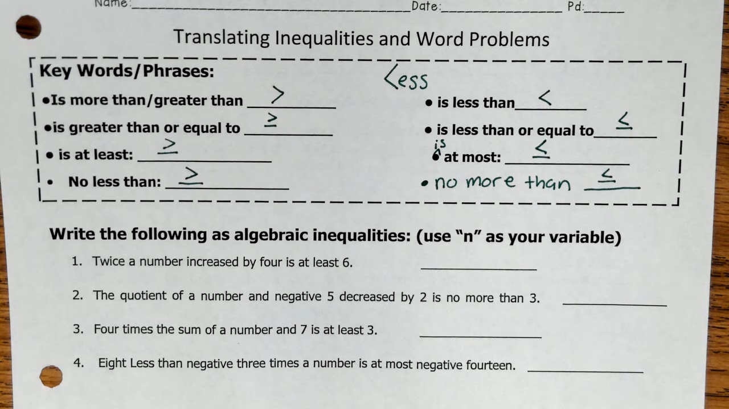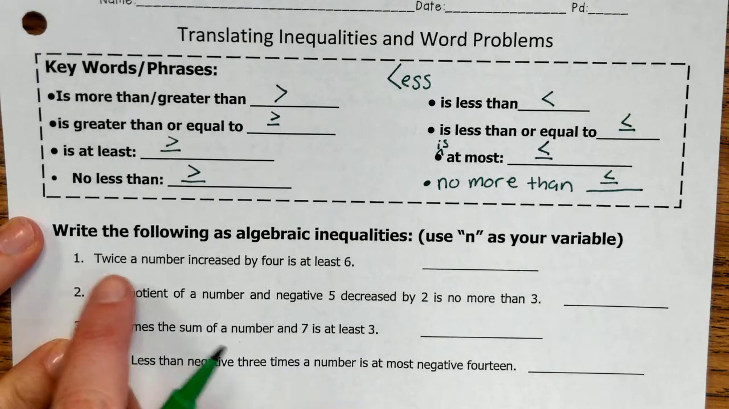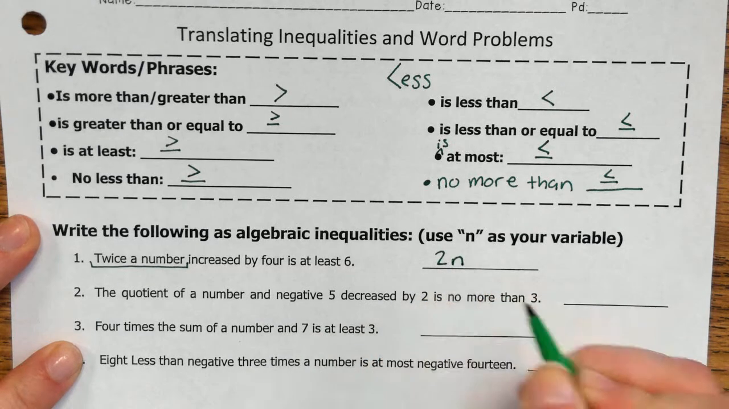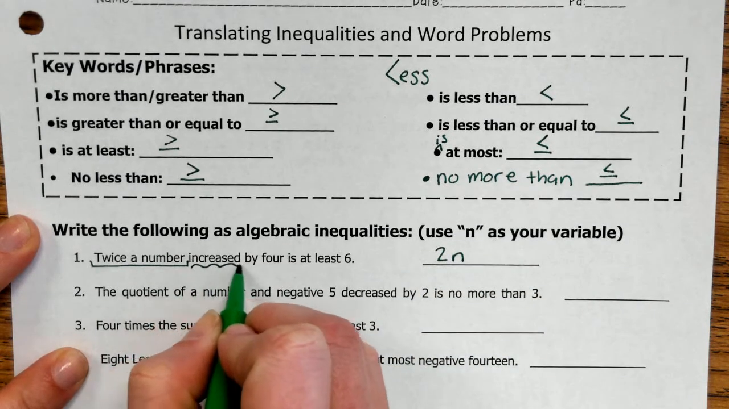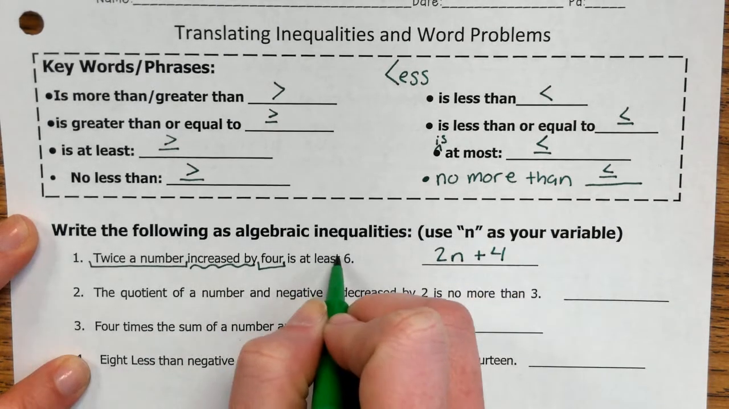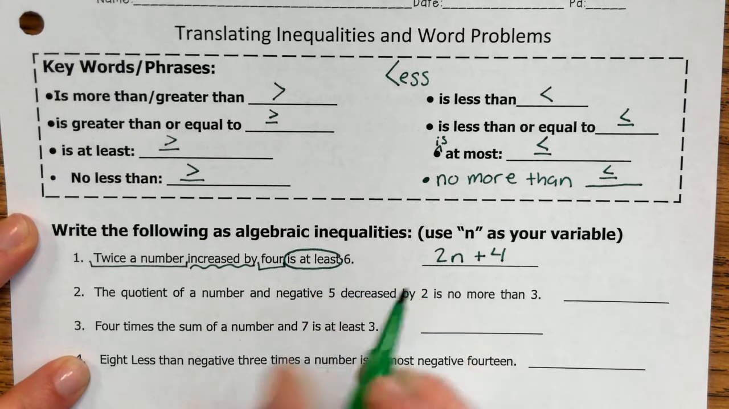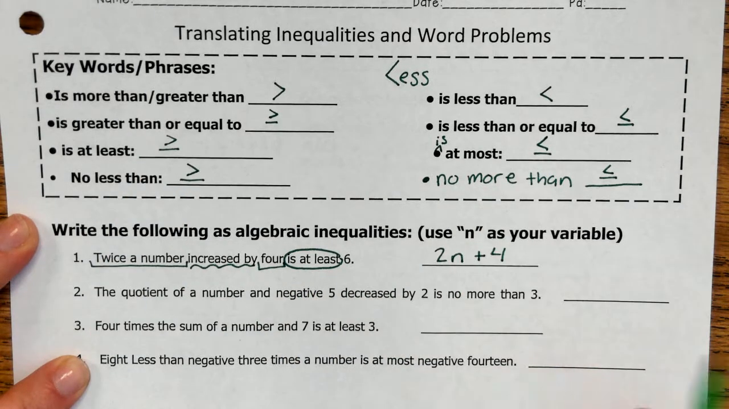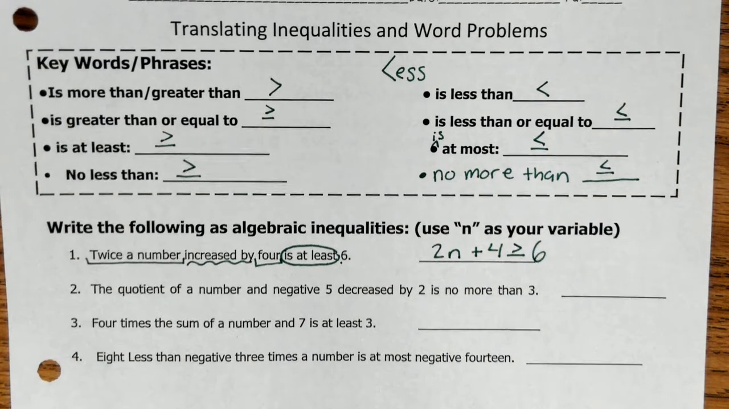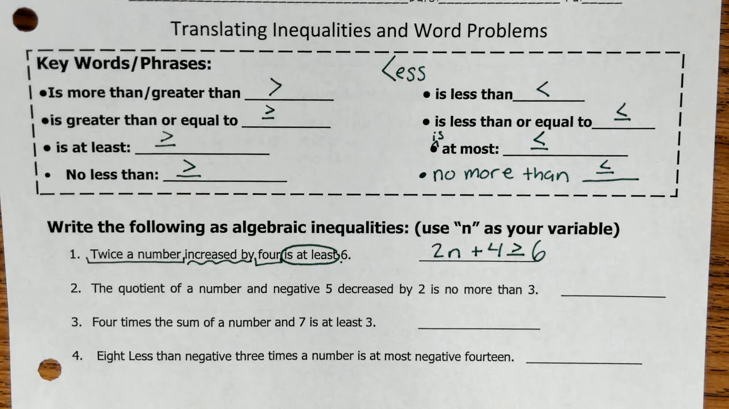Alright, so when we read problems, we just have to read them and translate them directly into numbers. Twice a number. How do I say this in numbers? 2n. Increased by, what does that mean? Plus. And then we have our number. Is at least. Is that greater than or equal to or less than or equal to? Greater than or equal to 6. So all you're doing is reading it and writing what you read as numbers. You're translating it into numbers.